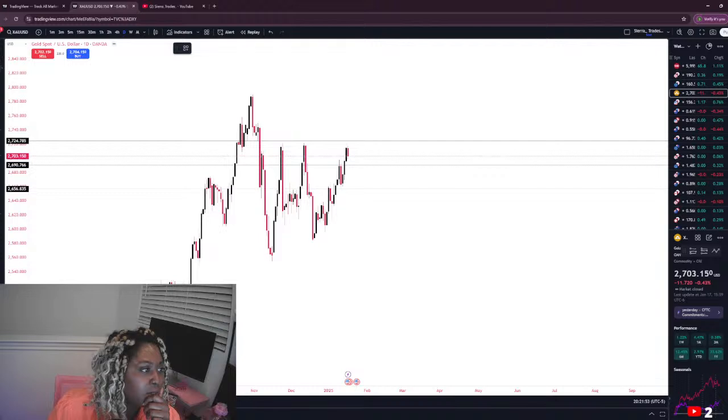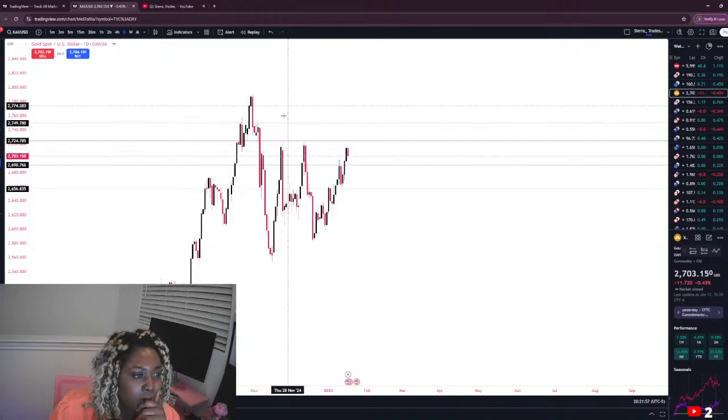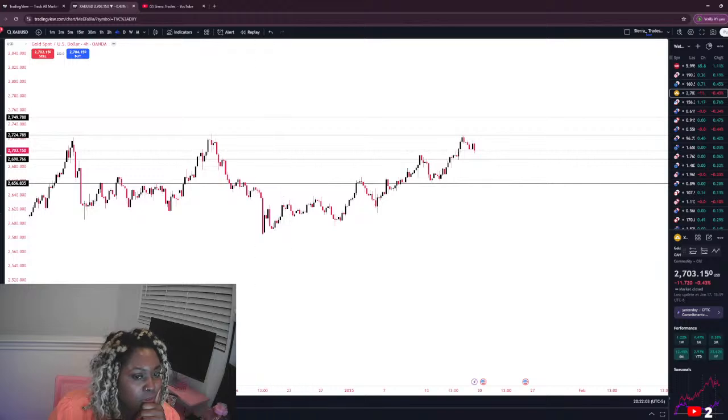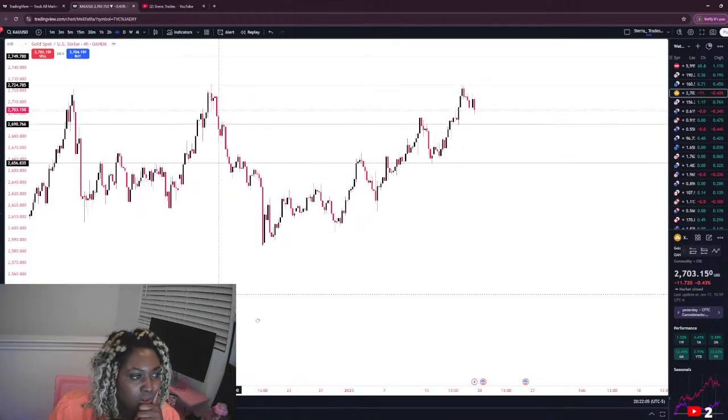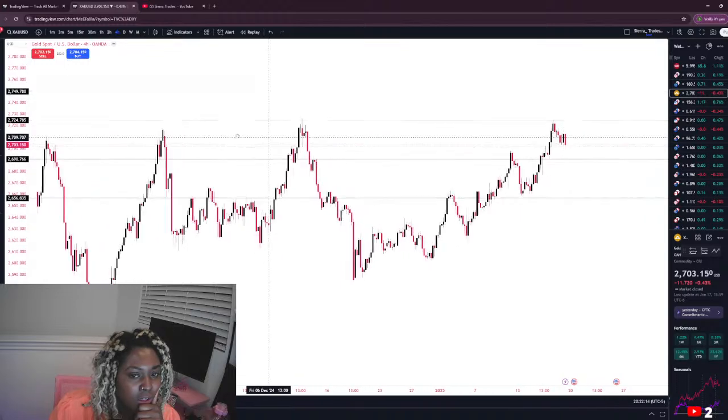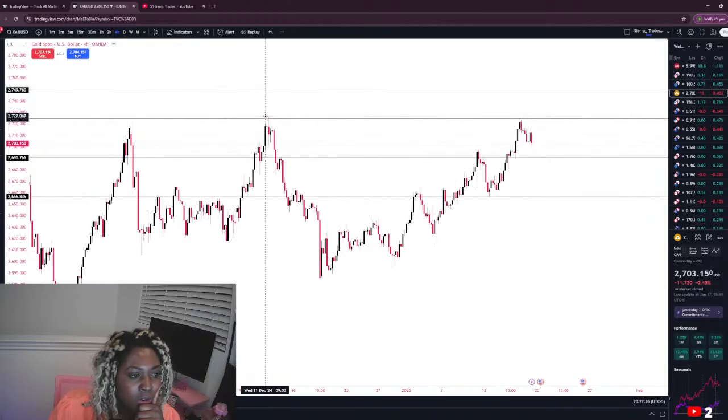But before price gets there, price has to run this liquidity. This is our next high. Actually, this is our next high. So price could hit here and then come back down in here.